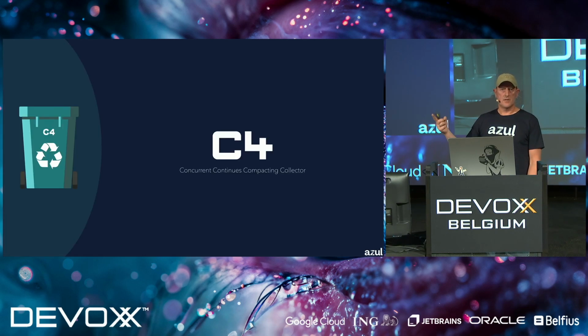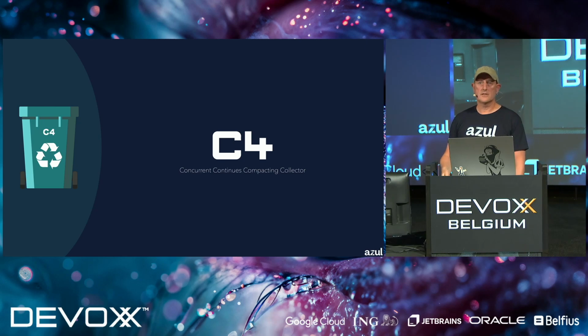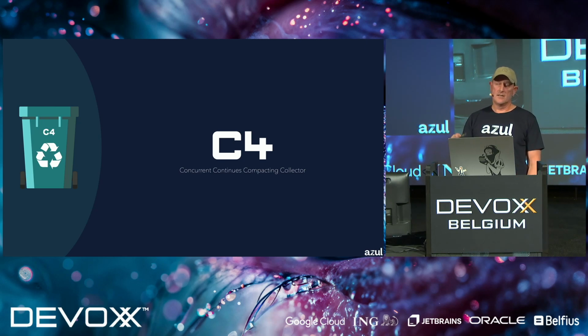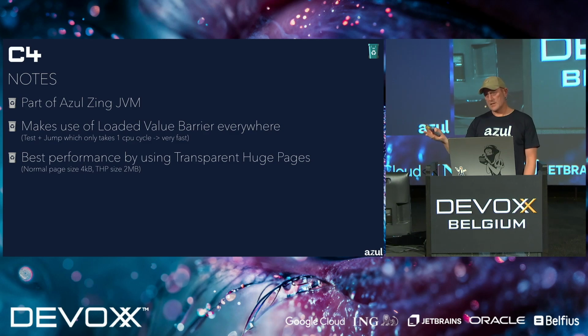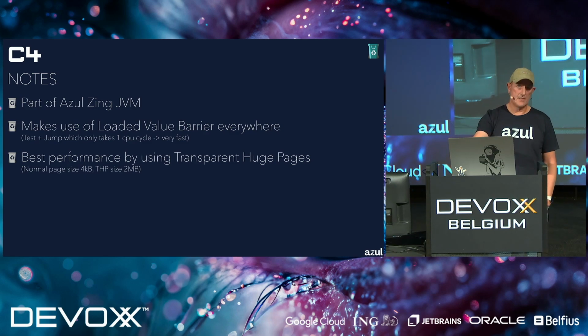That leads me to the last one in the row, which is C4, Concurrent Continuous Compacting Collector, the collector that Azul invented. And ZGC, especially the non-generational one, is a one-to-one copy of this collector. So it's exactly the same thing. Different names, same principle, exactly the same algorithm. So everything I say now also applies to ZGC.